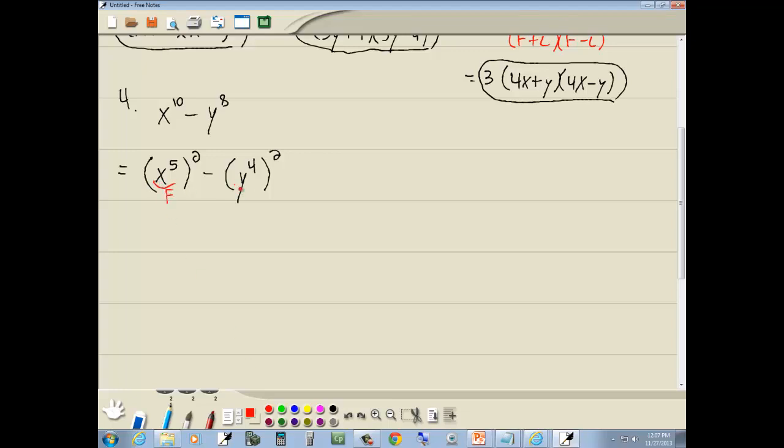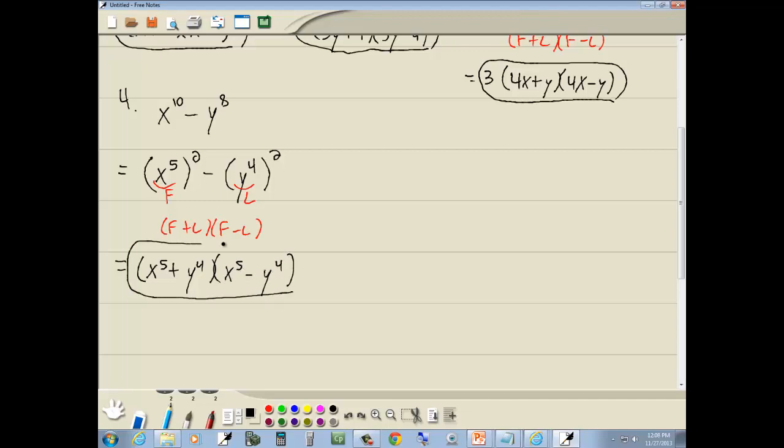This is f. What's my first set of parentheses? This is L. What's my last? We got f plus L, f minus L. So wherever I have an f, I'll plug in x to the fifth. Wherever I have an L, I'll plug in y to the fourth. So I got x to the fifth plus y to the fourth, and x to the fifth minus y to the fourth. And that's our answer.